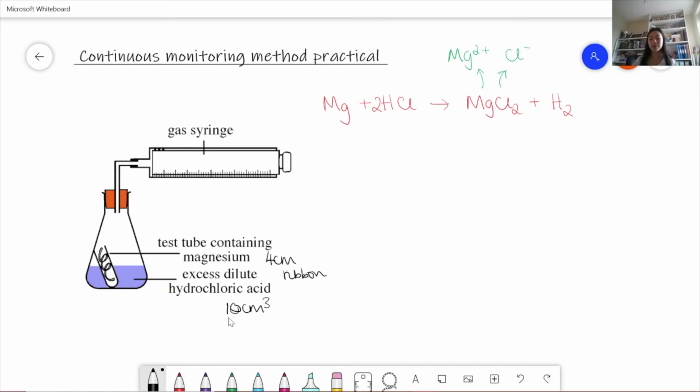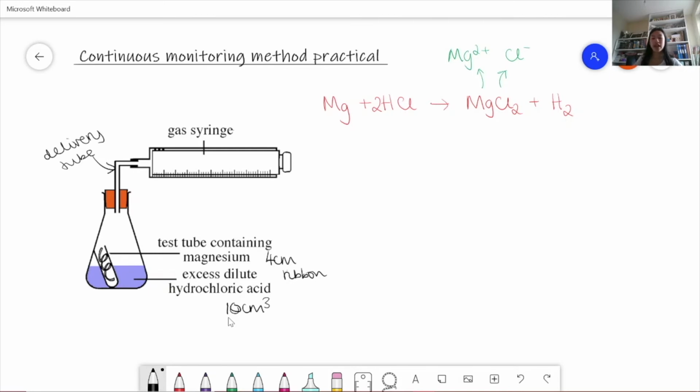And then you add the magnesium ribbon to the hydrochloric acid, and then you have to make sure to attach the delivery tube, which is this tube here. You have to make sure that you attach that straight away once you've added the magnesium, so that none of the hydrogen gas which is created actually escapes and all of it goes into the gas syringe. And what we do is we record the volume of the gas every 10 seconds for about 2 minutes.